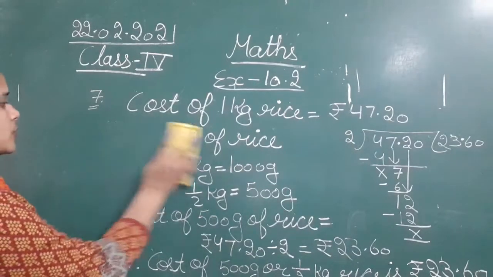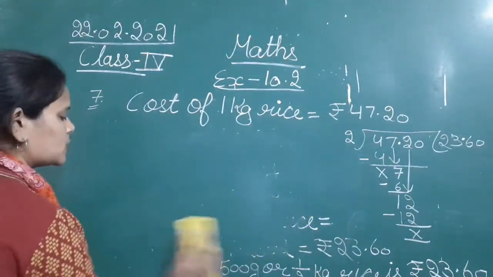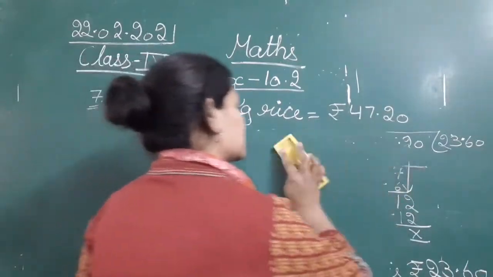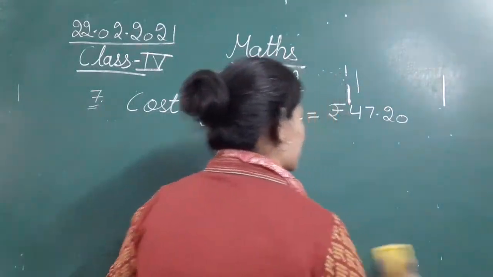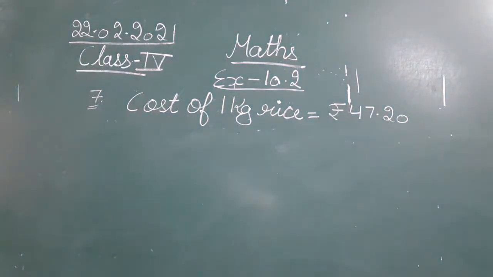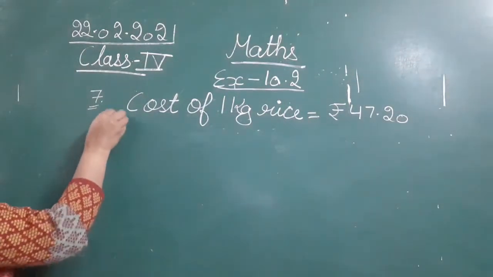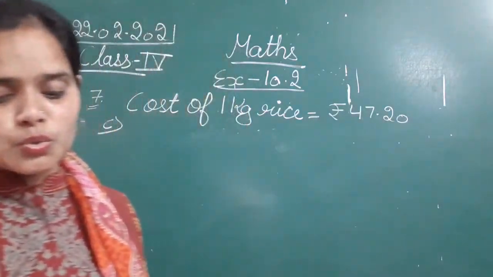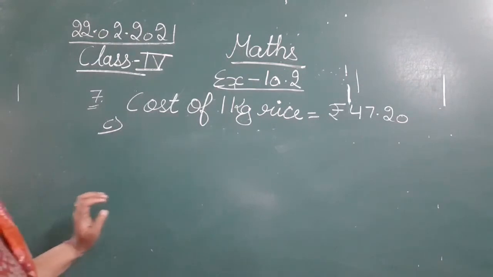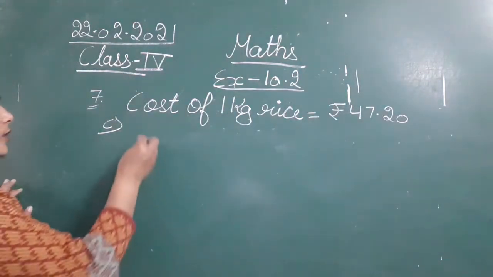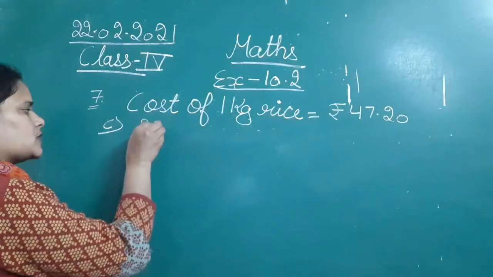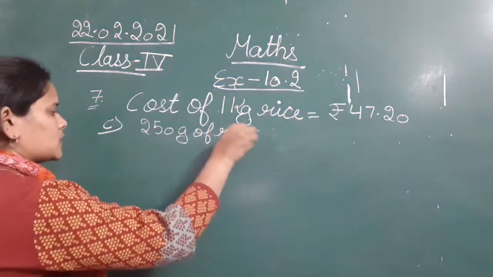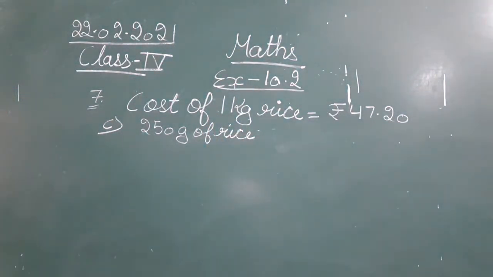Okay, let's move to the C part of the same question. Now again, for making the answer simple, we can just make them a fraction. In the C part, we need to calculate the cost of 250 gram of rice. Okay, for this we will need to calculate the cost of 250 gram of rice.